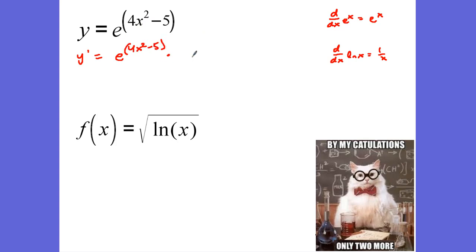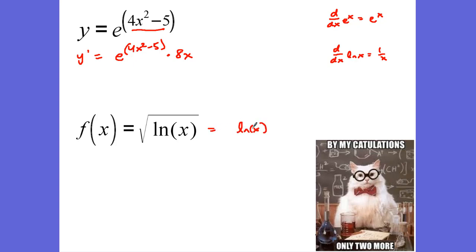Okay? Now I'm going to multiply by the derivative of this inside function right here. And I'm going to use the power rule. So 4 times 2 is 8x. And there's my derivative right there. 8x times e to the 4x squared minus 5. That's it. That's all you got to do. Take a look at this one. This one, well, think about this.